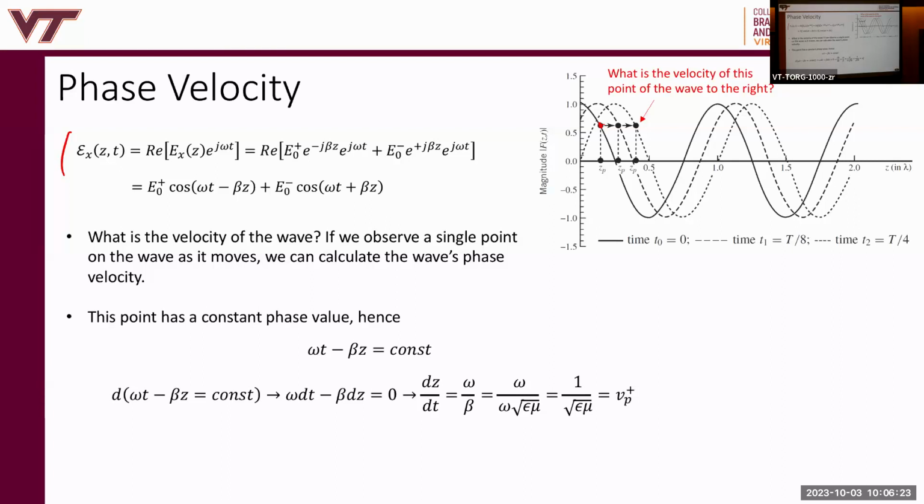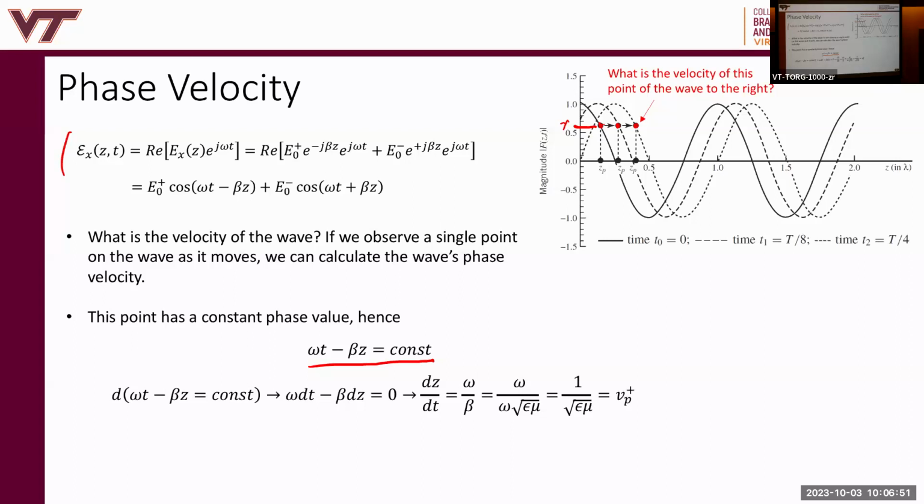If this point is moving down the z-axis, then the cosine always evaluates to the same value, whatever this is. That means the argument has to be a constant. So omega t minus beta z must be a constant if we want to follow that constant phase point on the wave.